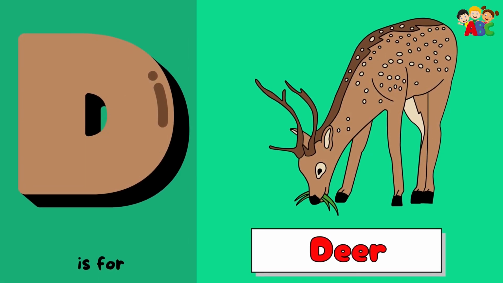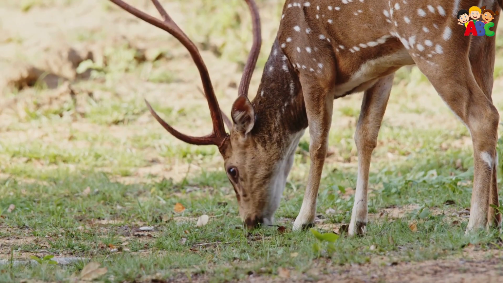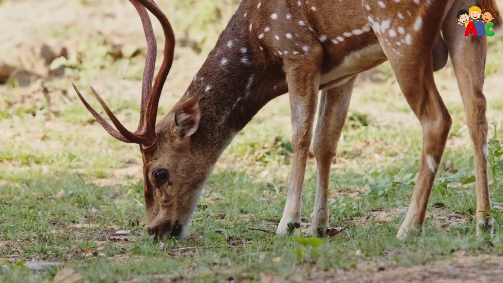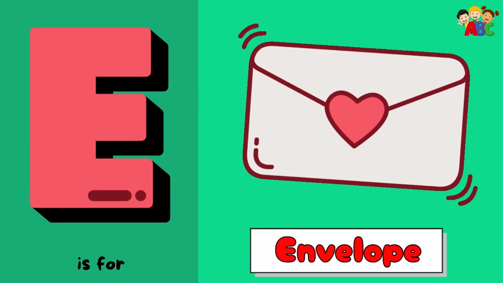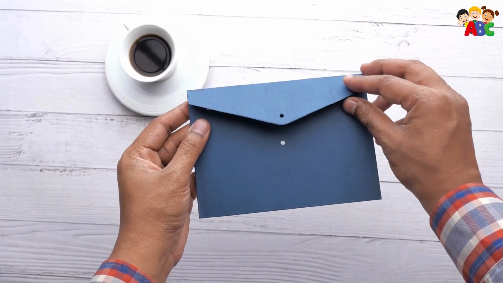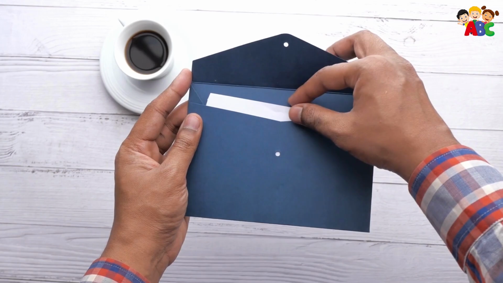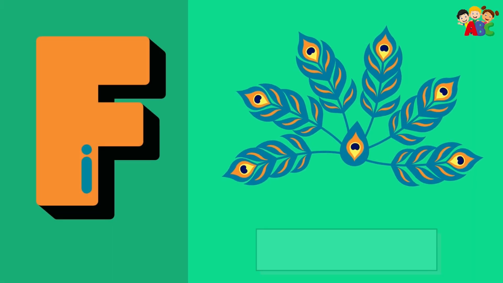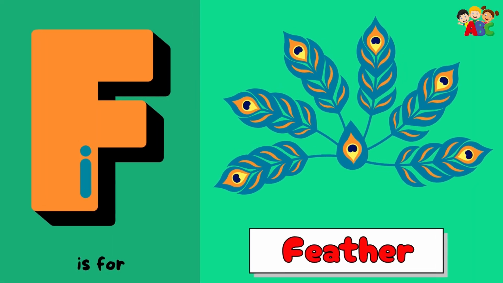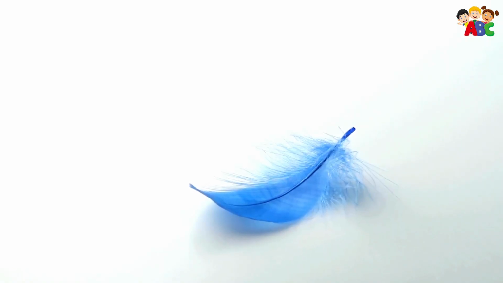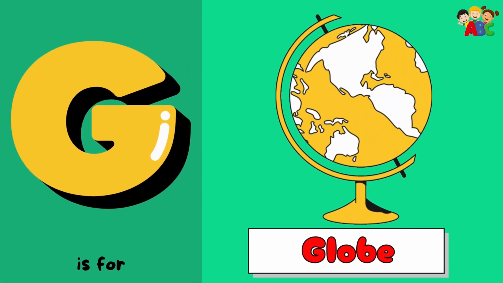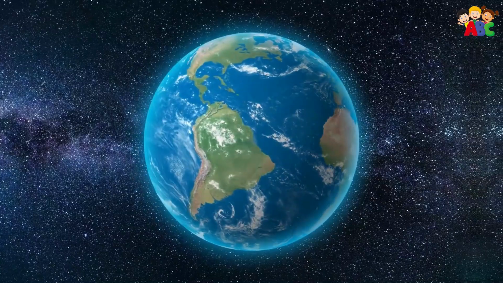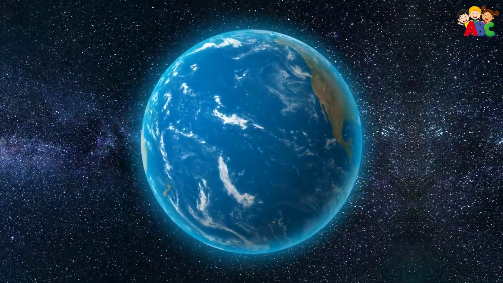D for deer. E for envelope. F for feather. G for globe.